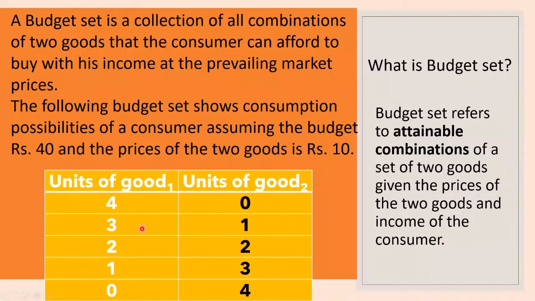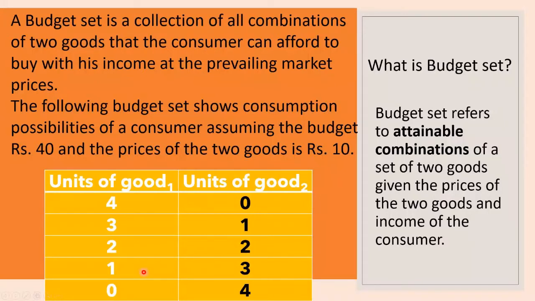In the second combination, we see 3, 1. So here the consumer spends 30 rupees. The remaining 10 rupees out of 40 that he has, he spends to buy 1 unit of good 2. In the third combination, he reduces the consumption of good 1 and chooses to buy 2 units of good 1, spends 20 rupees here, and the remaining 20 out of 40 he spends on 2 units of good 2. So we have the third combination 2, 2.